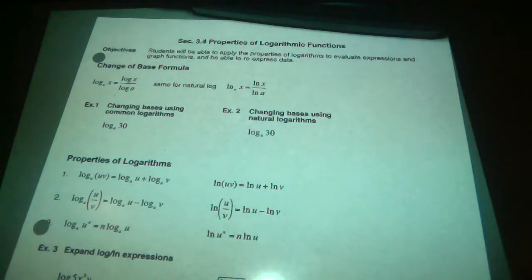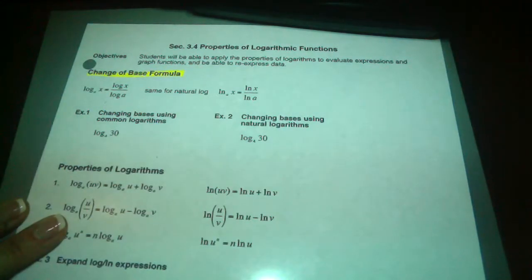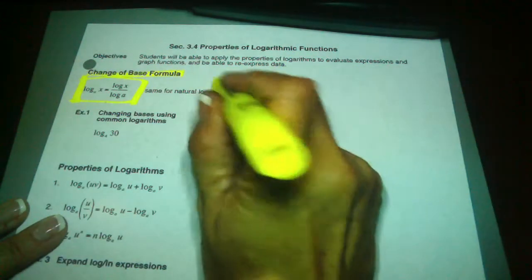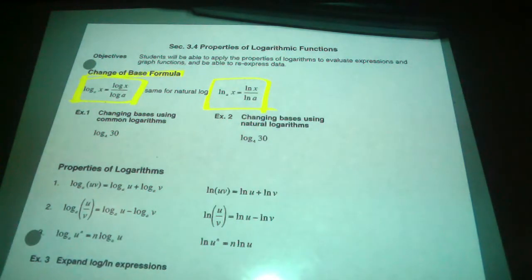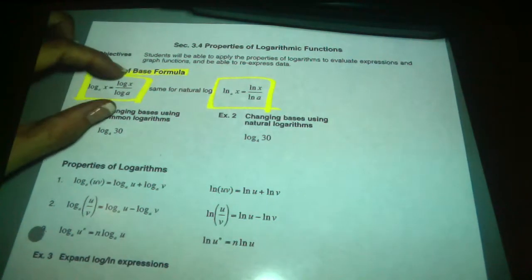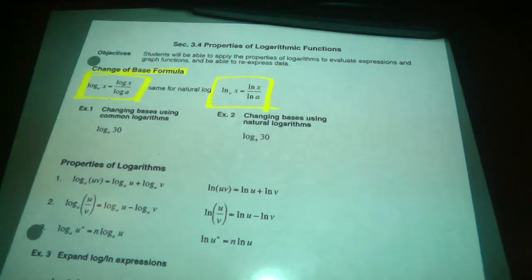So a couple things. We talked about change of base yesterday, briefly. So this is your actual change of base formula. And you also can do change of base for natural log. What you cannot do is combine natural log with log. You can't put two different types of logs in the same fraction. So don't even consider doing that.